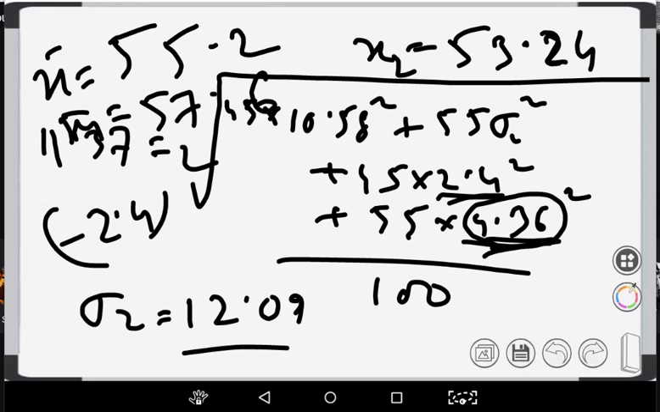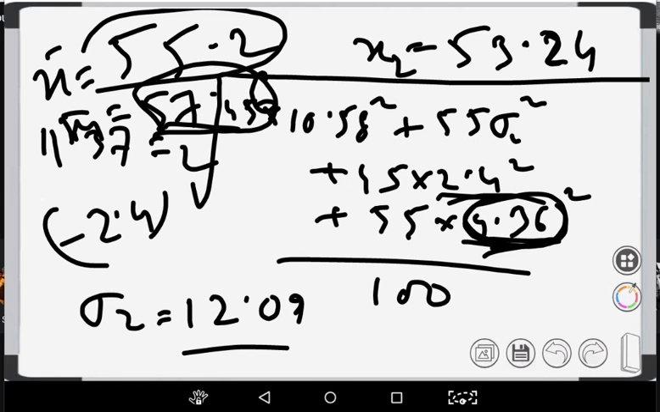So it won't be 4.36 square, it will be 1.96 square. How? Sir, x bar is 55.2, and from there we have to subtract x bar, the average marks. That is right. I have subtracted it from 57. That is what I did wrong. Then 1.96 will come, which we have to square. That is fine.